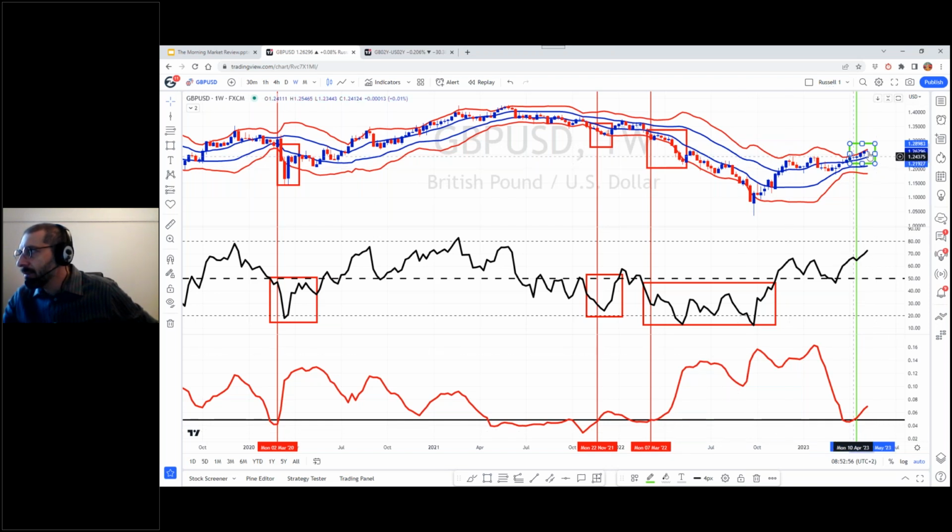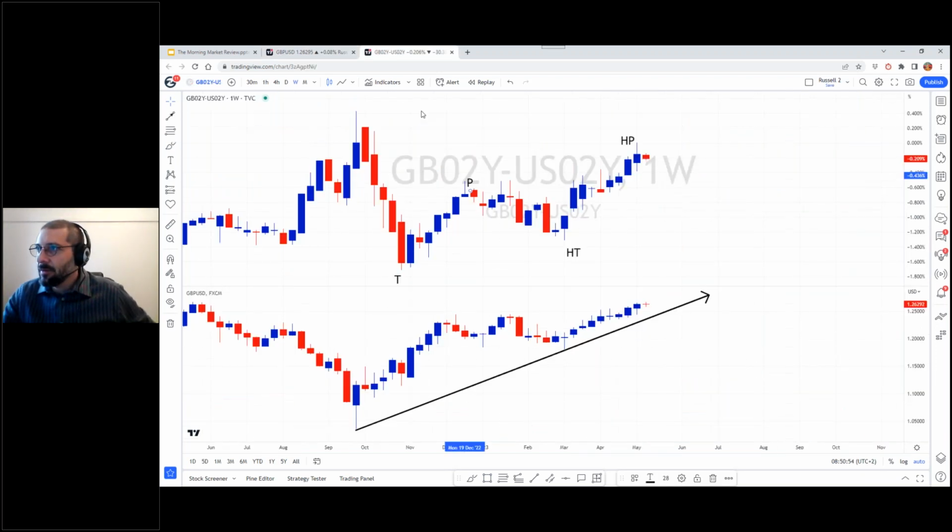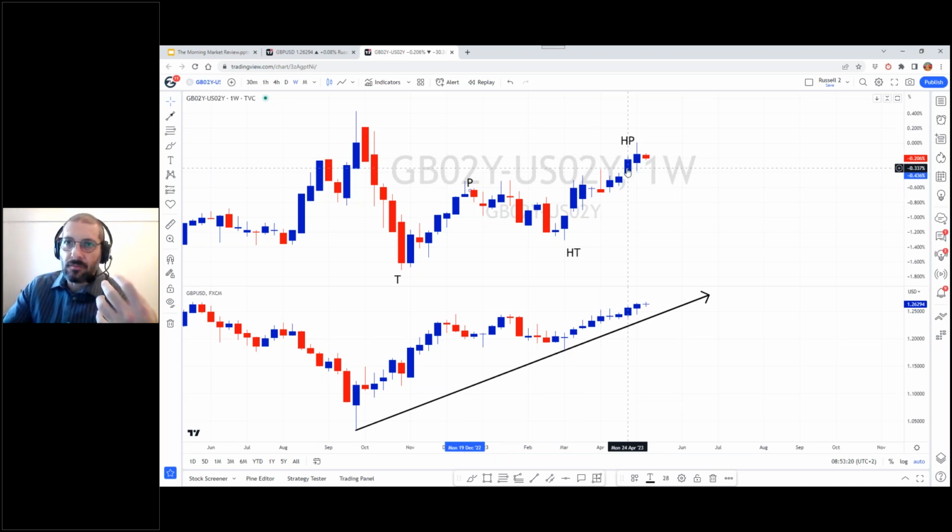We're in zone 1, upper blue, upper red. What about the RSI? Nicely above 50. So the squeeze is there, but the positioning is bullish, and it's bullish when we've got the 2-year spread showing higher trough, higher peak. Well, that shows the relative hawkishness of the Bank of England over the Fed.